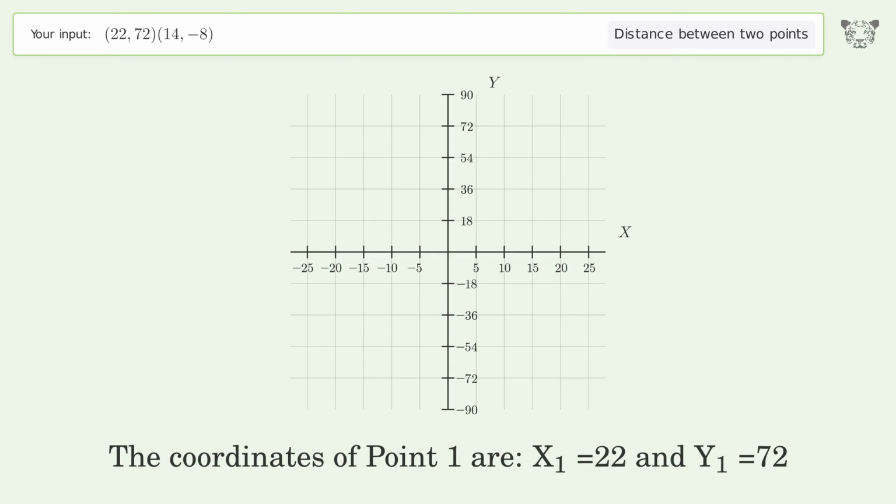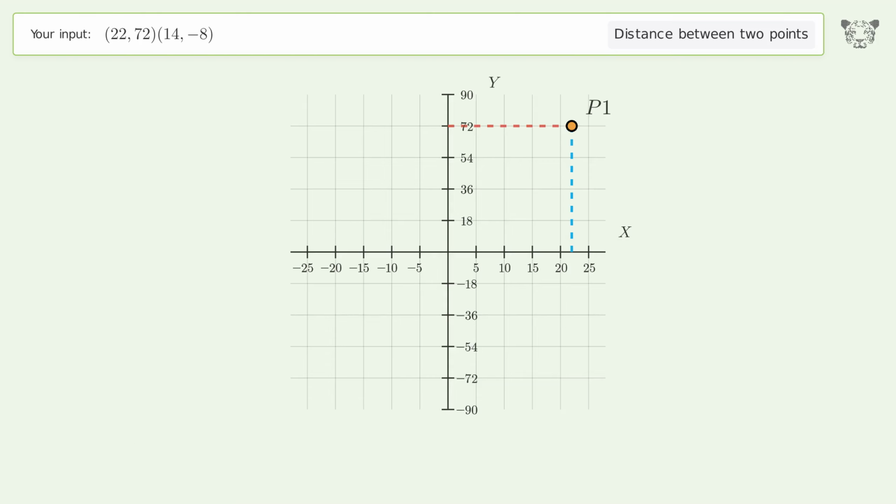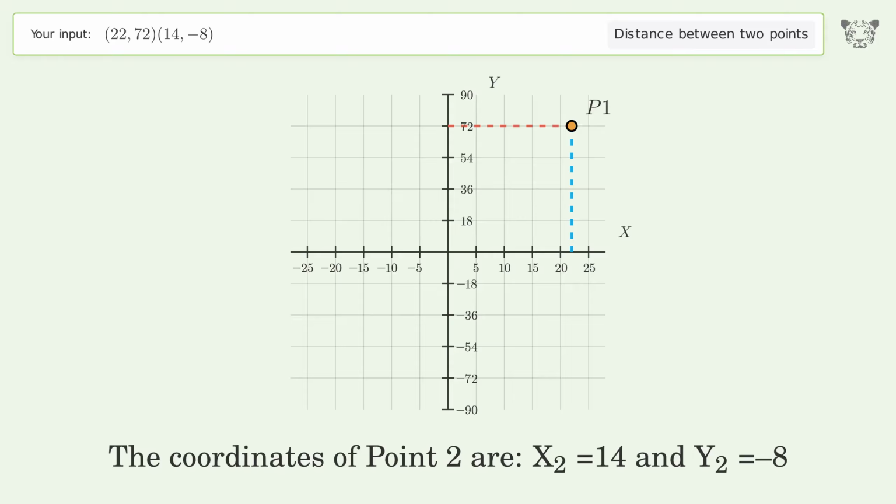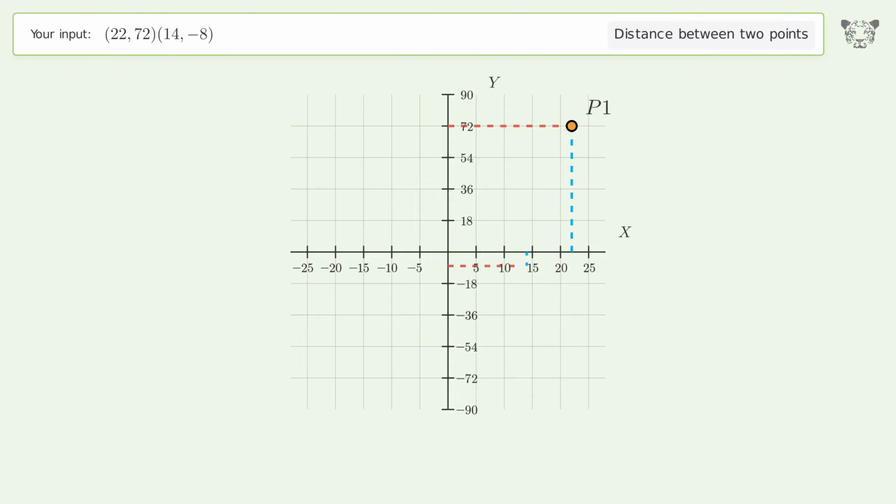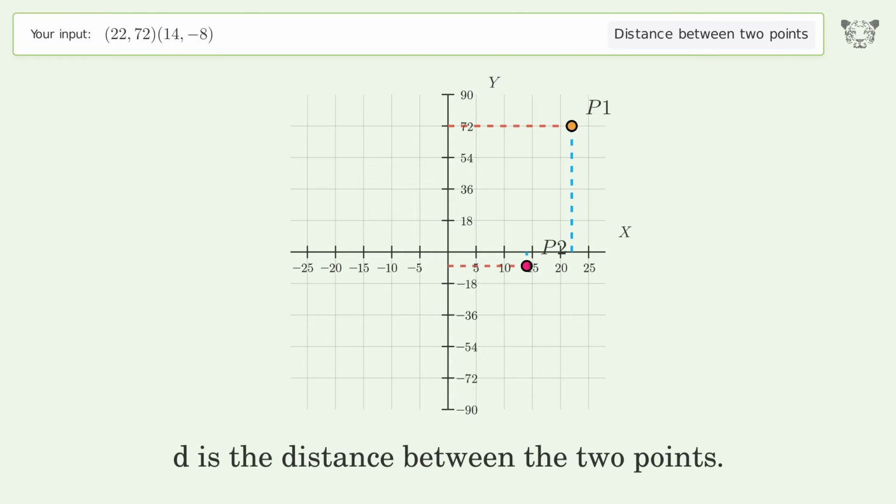The coordinates of point 1 are x1 equals 22 and y1 equals 72. The coordinates of point 2 are x2 equals 14 and y2 equals -8. D is the distance between the 2 points.